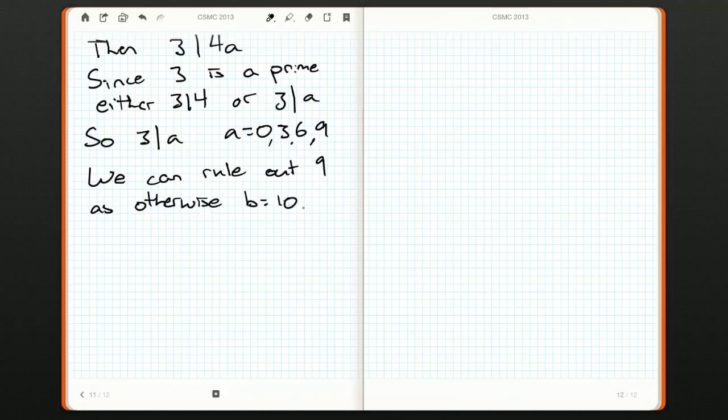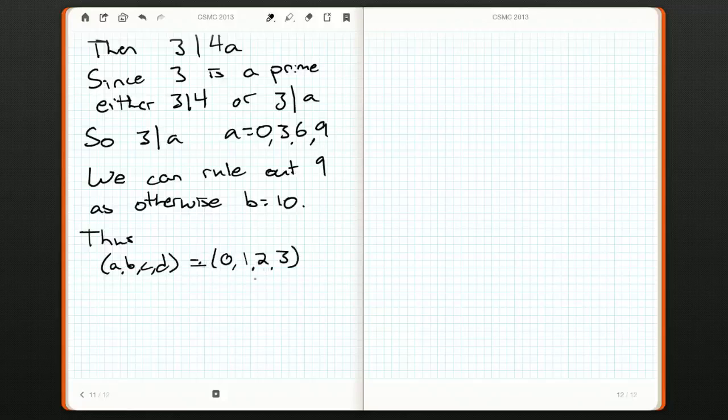Otherwise, B is equal to 10, and we've got ourselves a problem. So, from 3 divides A, and A between 0 and 9, we could get A as 0, 3, 6, or 9. But A is supposed to be the lowest of our digits, so it can't be 9, because that's way too high. So our candidates for digits are 0, 1, 2, 3.